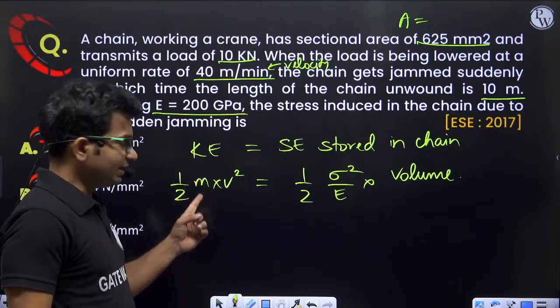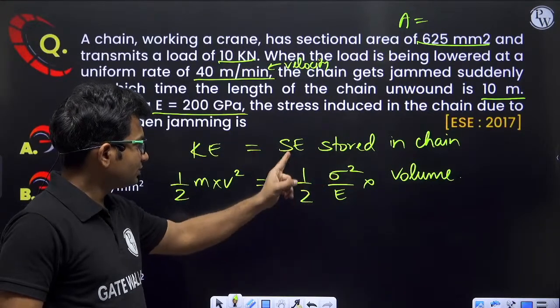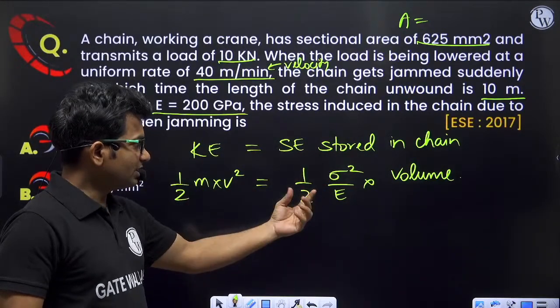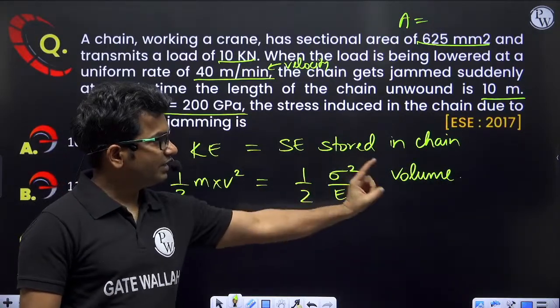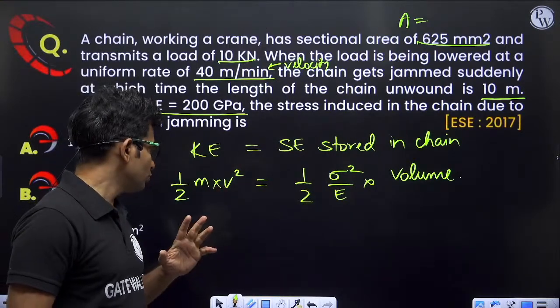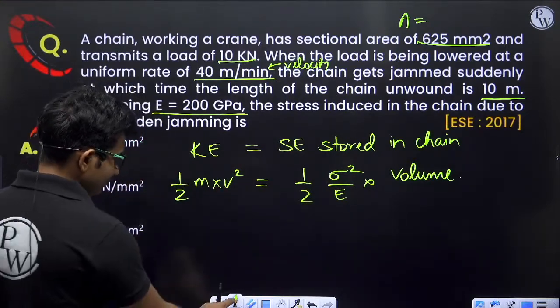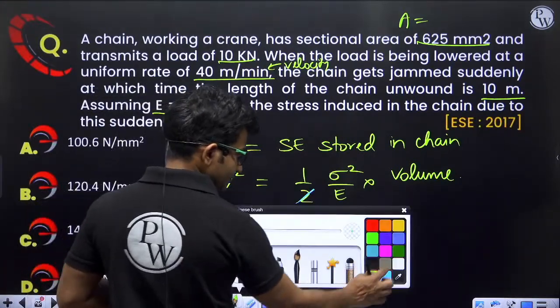Now see, kinetic energy is half mv square, and what is the strain energy stored in the chain? Strain energy per unit volume is sigma square upon 2E, right? And if we multiply by the volume, then we'll get the total strain energy stored. Okay. Now half and half will be cancelled out.